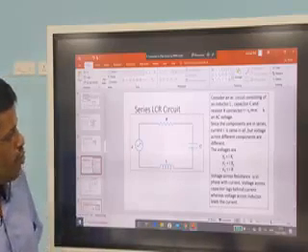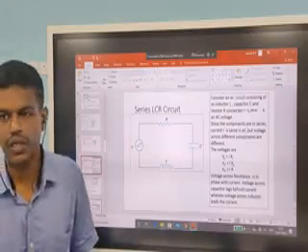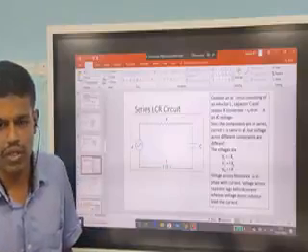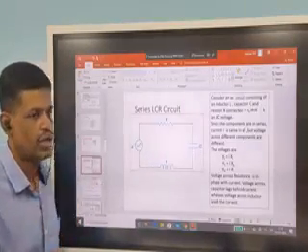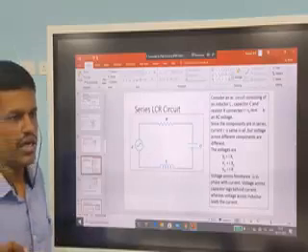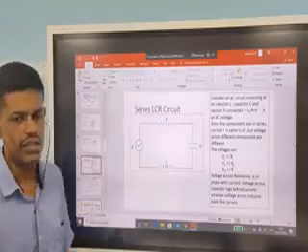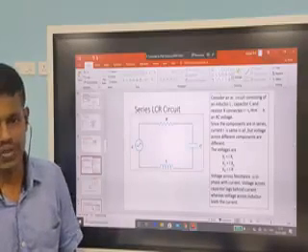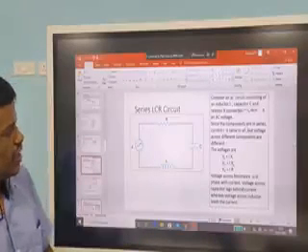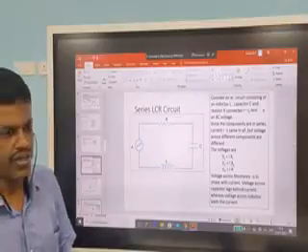If we have an inductor only, we can say that current lags behind the voltage by pi by 2. If we have a capacitor only, we can say that current leads the voltage by a phase difference of pi by 2. But what happens when all these elements are present? Let us try to understand this with the help of a phasor diagram.